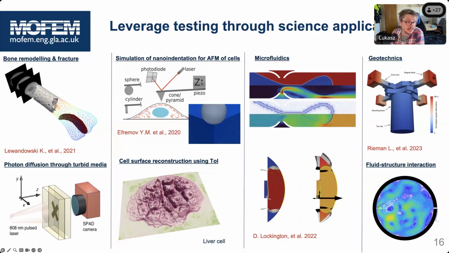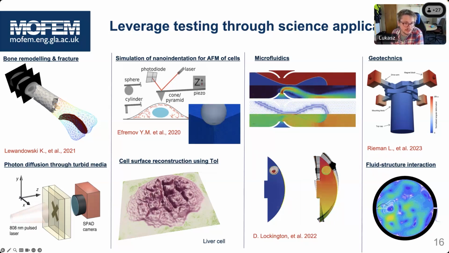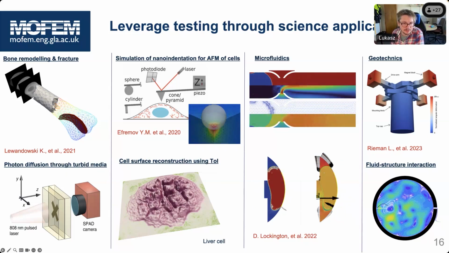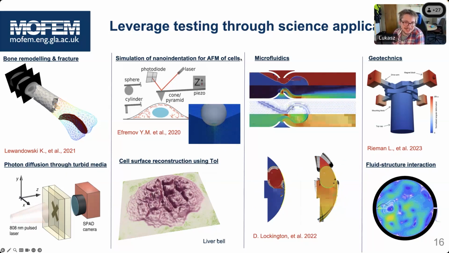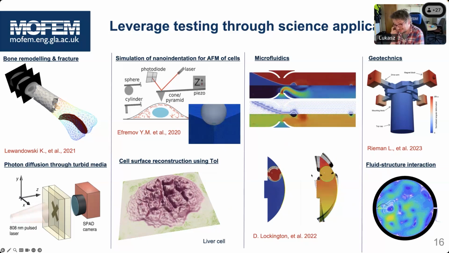So this is the fracture in the bone, from CT scan to mapping density to crack propagation. This is photon diffusion. Here is calculating of light phase from the microscopy. We can then detect the morphology of the liver cell. We're working as well with people on atomic force microscopy with indentation, microfluidics, and then we applied it to model the bubbles in the eyes.